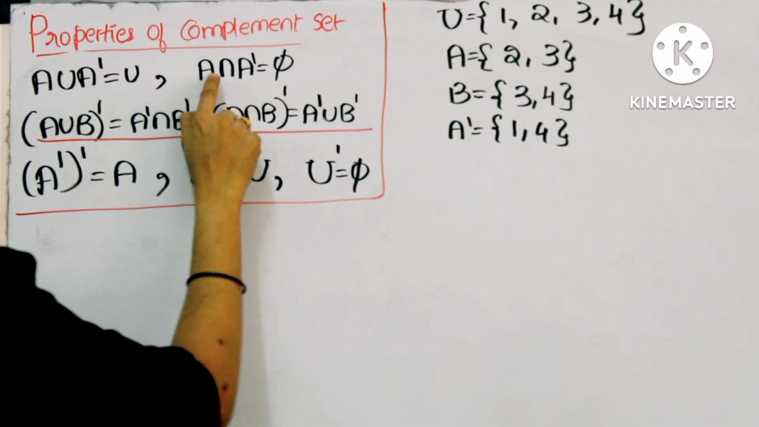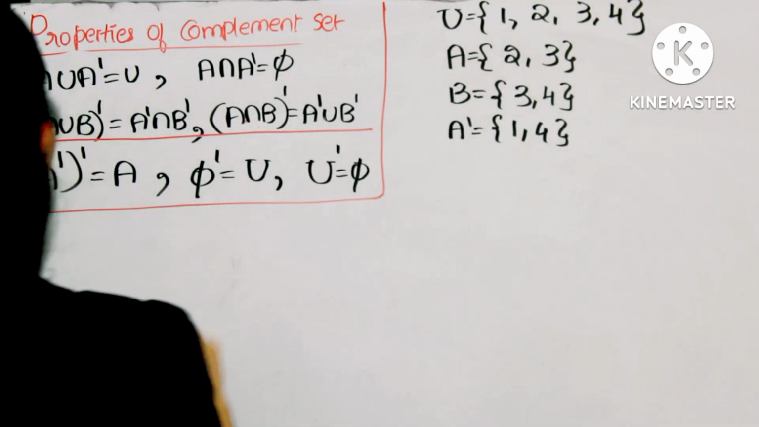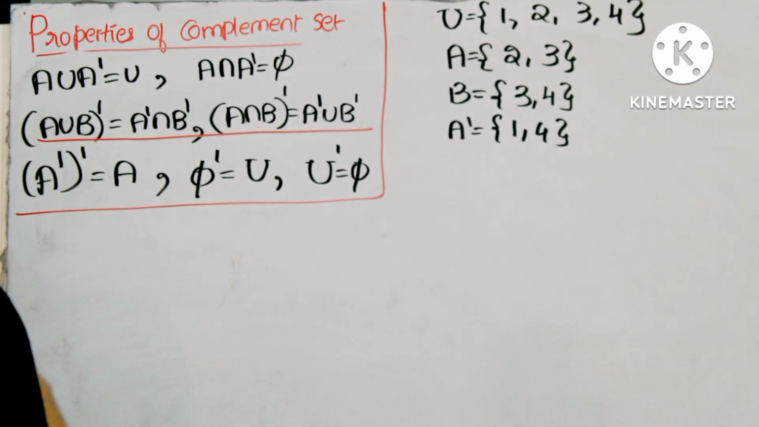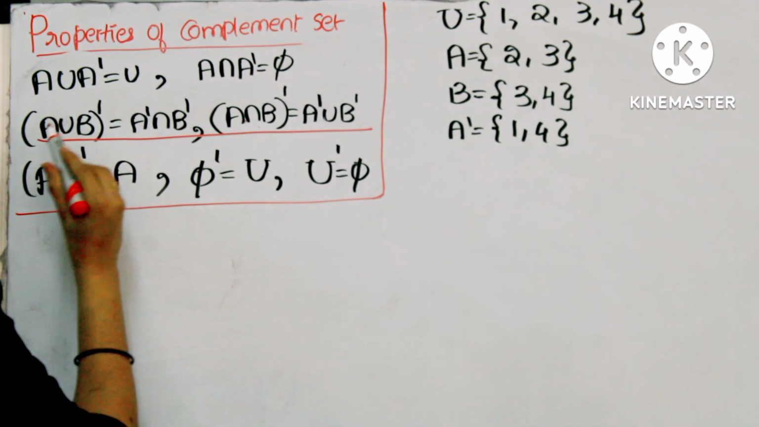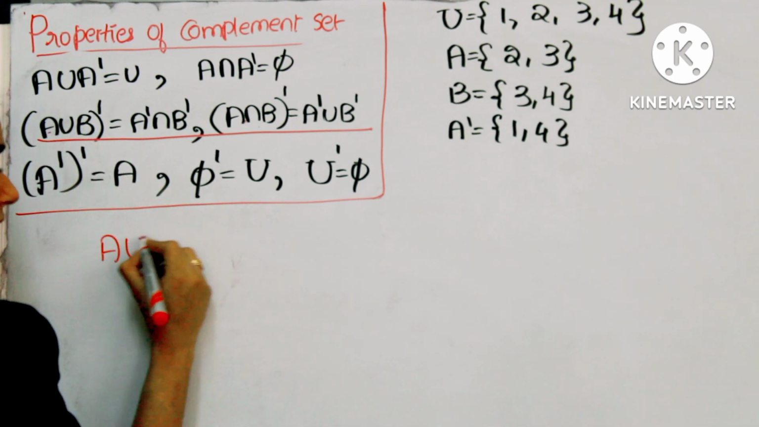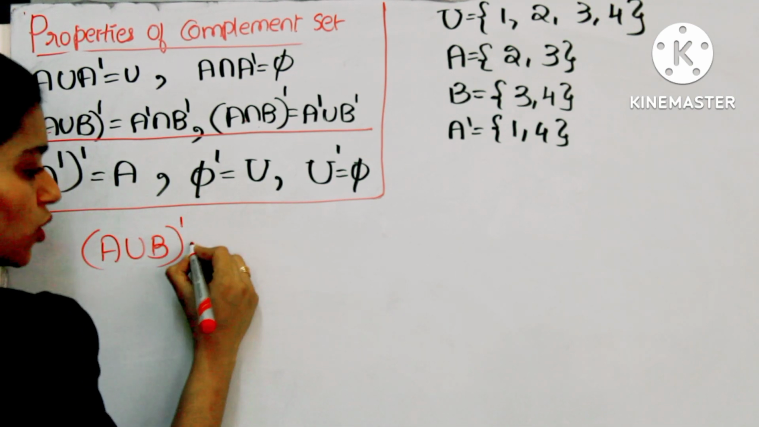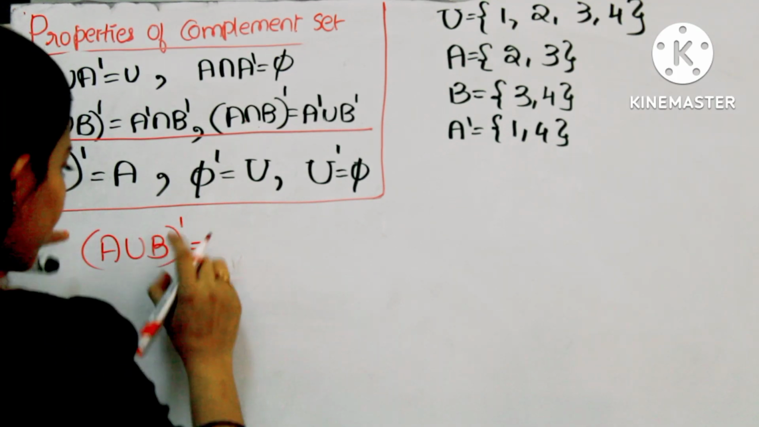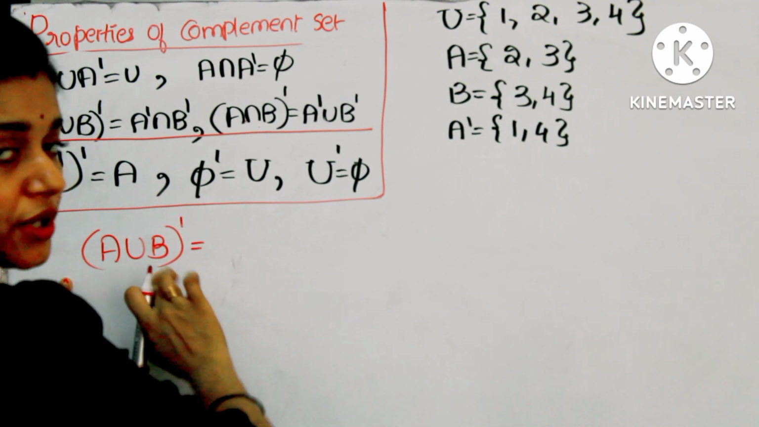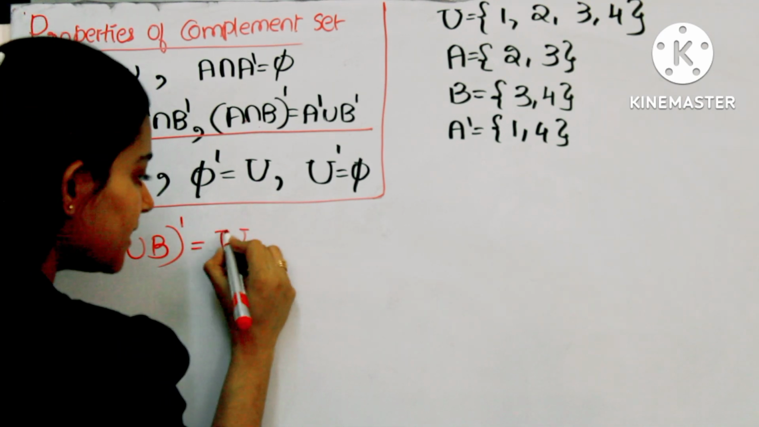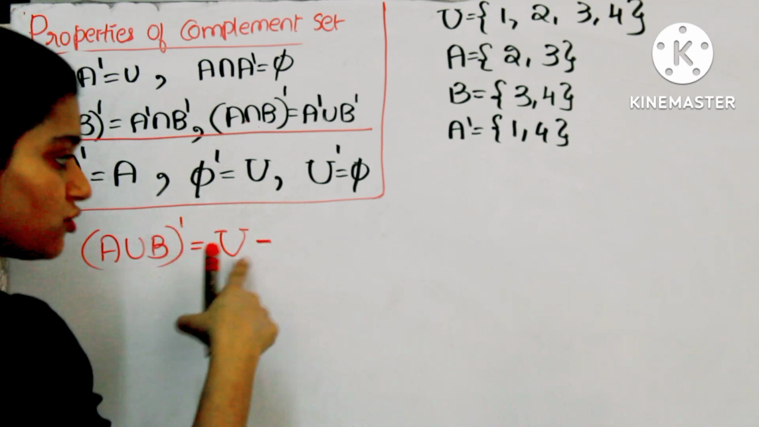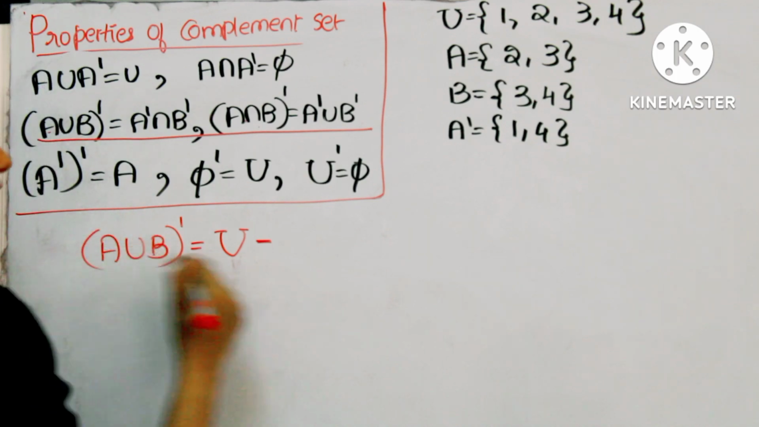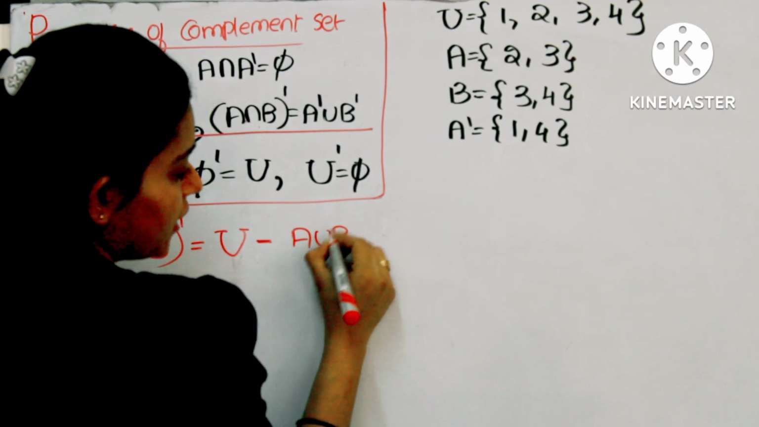A union A complement. Here, A intersection A complement. We find out A complement. Then here we need A union B whole complement. A union B whole complement means what? Whatever is inside the complement, we should remove from U. So U minus, when it is a complement you always remove from the universal set. U minus, which is inside the complement? A union B. So remove A union B.